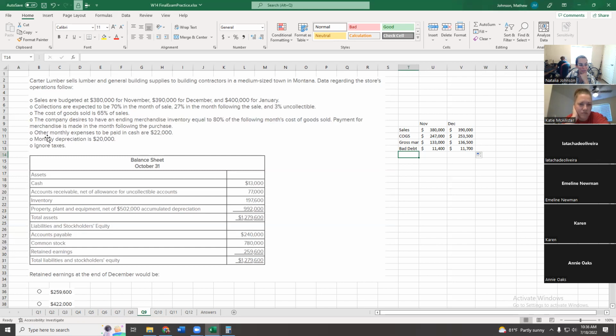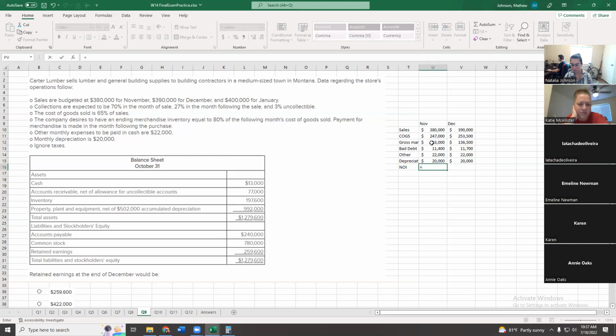Okay. So the other monthly expenses, that is important. So it's 22,000 for both because it's a fixed expense. And depreciation too. Depreciation goes in the income statement, 20,000. So now we can find net operating income by getting the gross margin minus the bad debt, other expenses, and depreciation.